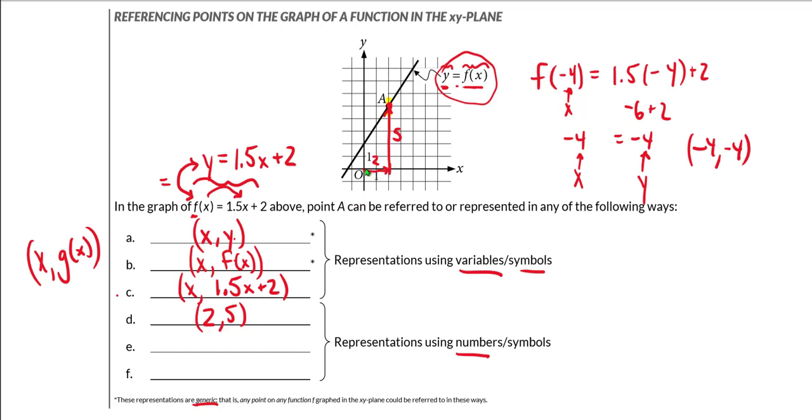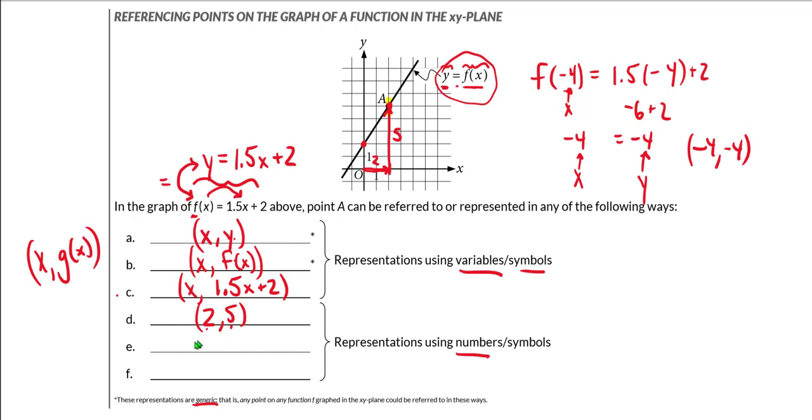So again, the x value represents the distance to the right or left of the y-axis, and the y coordinate represents the distance above or below the x-axis. So y is relative to the x-axis and x is relative to the y-axis. So that point obviously could be 2, 5. This point could be 0, 2, and so on and so forth.